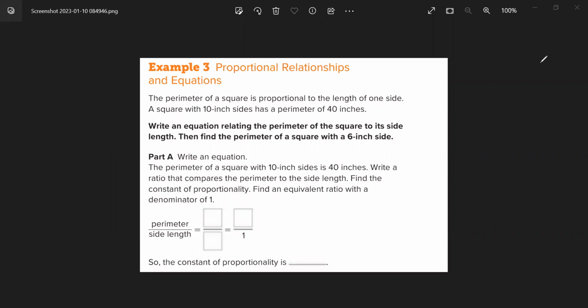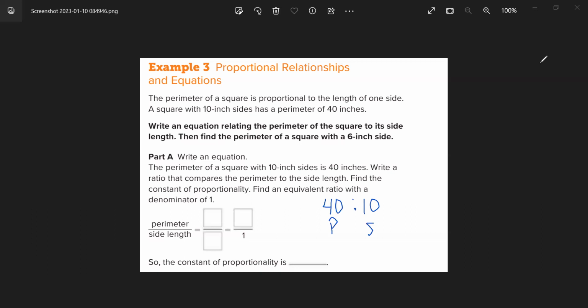In part A, we need to write an equation. So the perimeter of a square with 10-inch sides is 40 inches. What is the relationship? If each of the sides is 10 inches, and the perimeter is 40 inches, we need to first write a ratio that compares the perimeter to the side length. So it will be 40 to 10. This will be the perimeter and this will be the side.